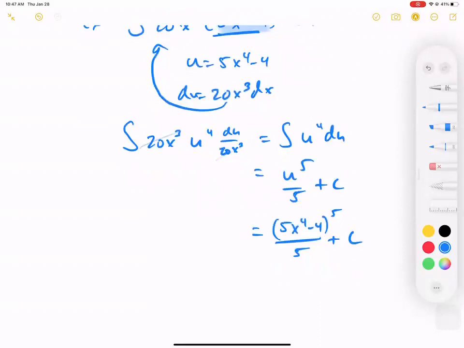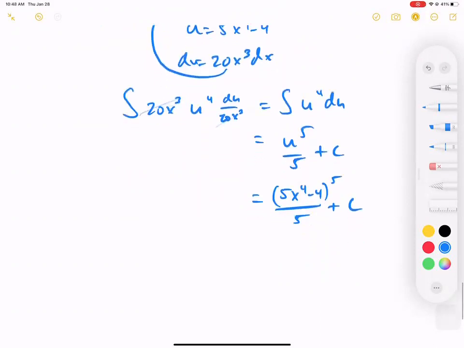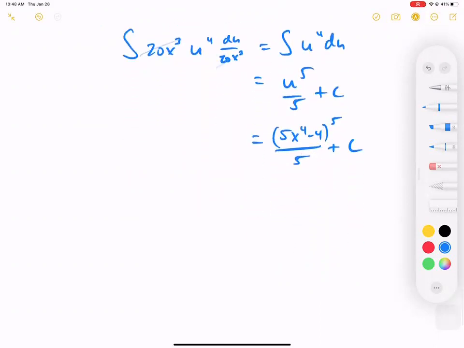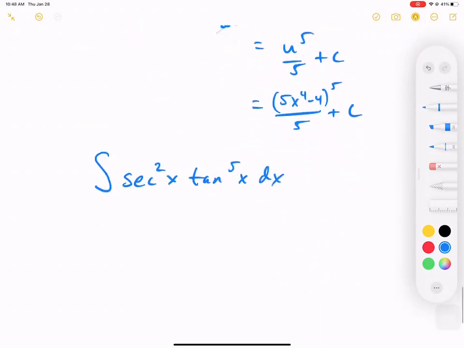Okay. All right, so let's do another one. Now this one's going to be a little unfair. So here's the integral of secant squared x tangent to the fifth x dx. Now this one is a tricky one and seems slightly impossible, but can you figure out what should be your u here? Anyone want to make a guess? What should be your u?